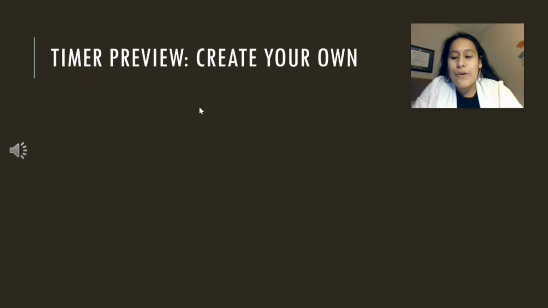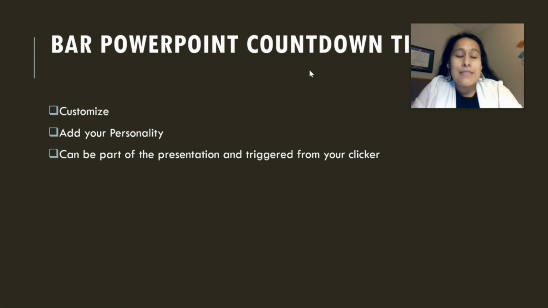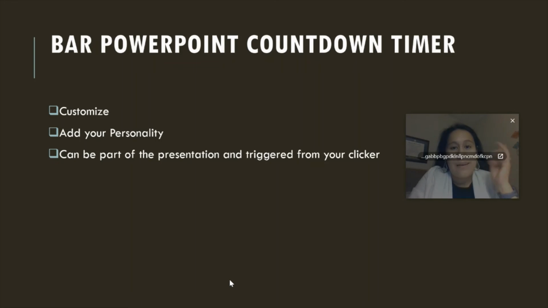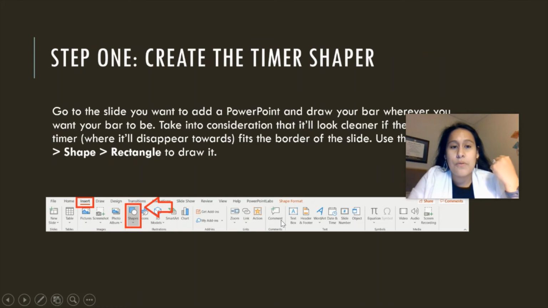So it kind of helps. So if you want that, here's how I did it. Some of the benefits of creating your own bar timer is you can customize it, you can add your personality, it can be part of your presentation, and it's just a few seconds. So if you try to do past 59 seconds, past a minute, the shape timing does not allow it. It allows only for a few seconds, but it's still cool.